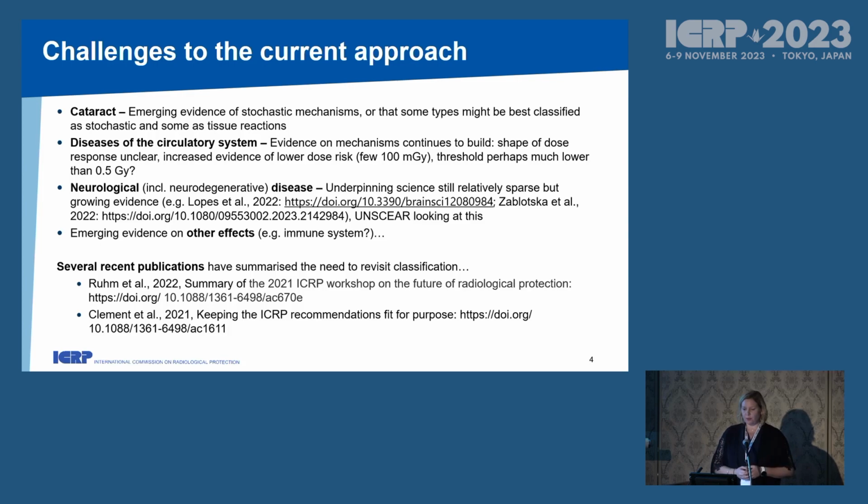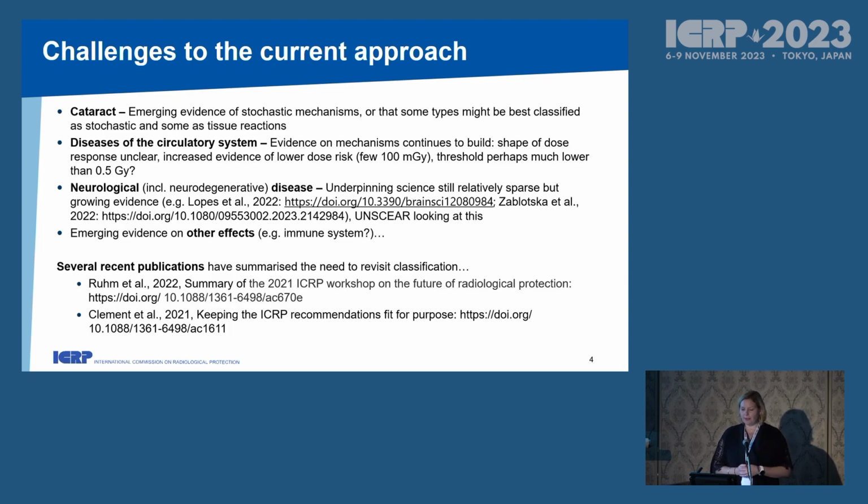So for cataract, there's clear emerging evidence of stochastic mechanisms or stochastic-like mechanisms. For example, in terms of mutations based on DNA damage and misrepair, or evidence of transcriptional links with cancer formation. Some types indeed might be best classified as stochastic and some as tissue reactions, depending on the level of dose and how that dose is delivered. So some really interesting data out there. It does seem that the dose response for cataract is probably linear, though, based on what we've got currently.